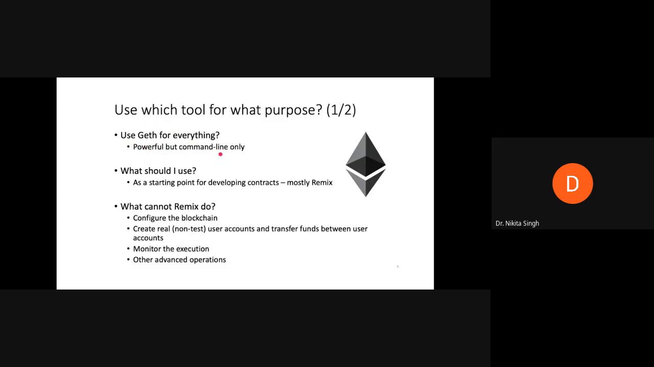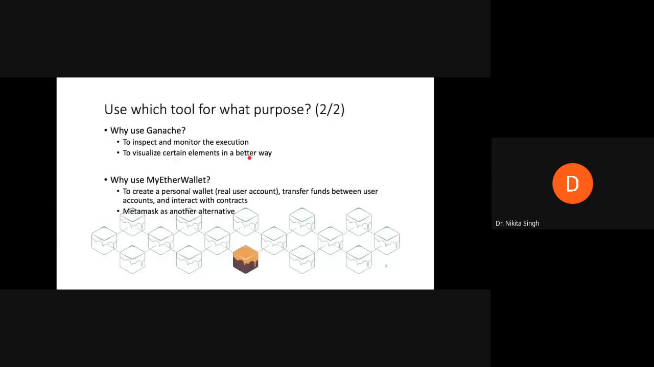What we will do is work with Ganache, and we will use a client application, which is a wallet, which will allow us to interact with our smart contract or our blockchain application. So these are the two tools that we will be using. We will be using Ganache to inspect and monitor the execution of our smart contracts or whatever transactions we execute, and to visualize certain elements in a better way.